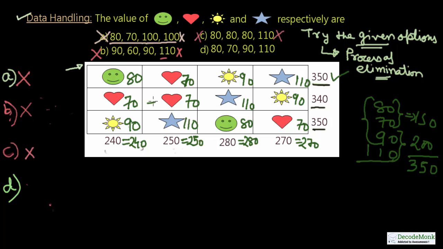Let us check out this. 70 plus 70 is 140. 140 plus 110 plus 90 is 200. 200 and 150 is 340. This matches correctly. Similarly, for the last row, 110 plus 90 is 200. 200 plus 80 plus 70 is 150, which is again 350. So option D is the right answer. This correctly matches for all the rows and columns.